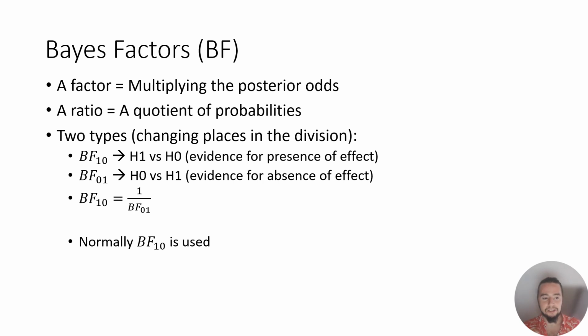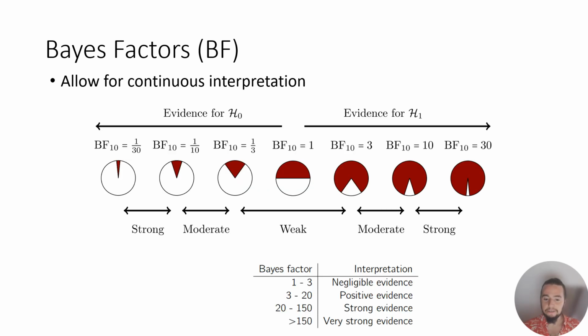Bayes factor 1,0, that is H1 against H0, indicates the evidence for the presence of an effect, and Bayes factor 0,1, that is H0 versus H1, is the evidence for the absence of an effect. And it's basically the same thing, so one is the inverse of the other. Normally it's Bayes factor 1,0 that is used. And we can have such nice things, for example like this, that are called pizza plots. And we can allow them a continuous interpretation.